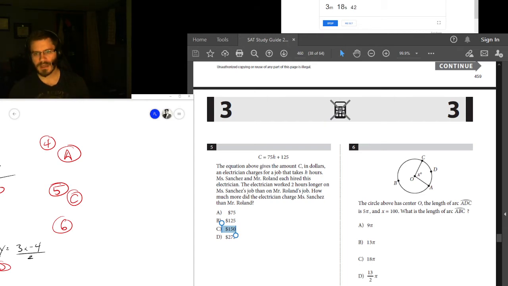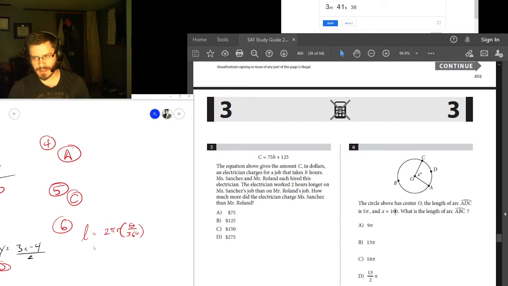Yep. So they give us ADC is 5 pi. That is the length of that arc. The equation for arc length is the circumference, 2 pi r, times the fraction of the circle that we care about, theta over 360. So can we just use straight proportions to do this? I think we can.